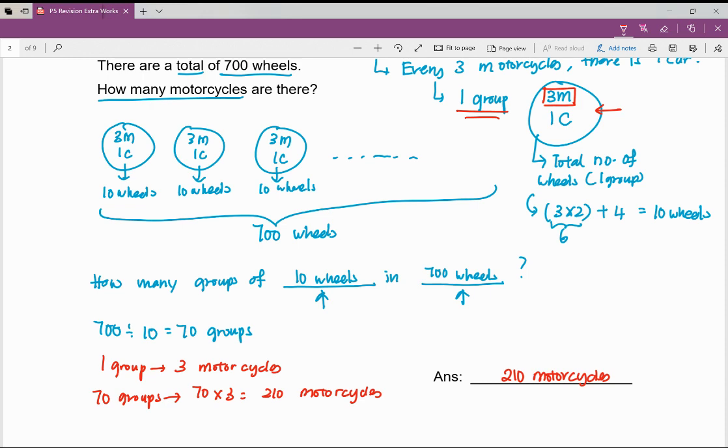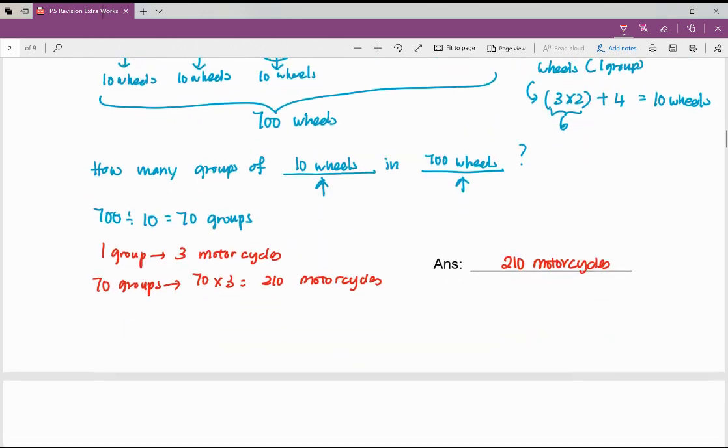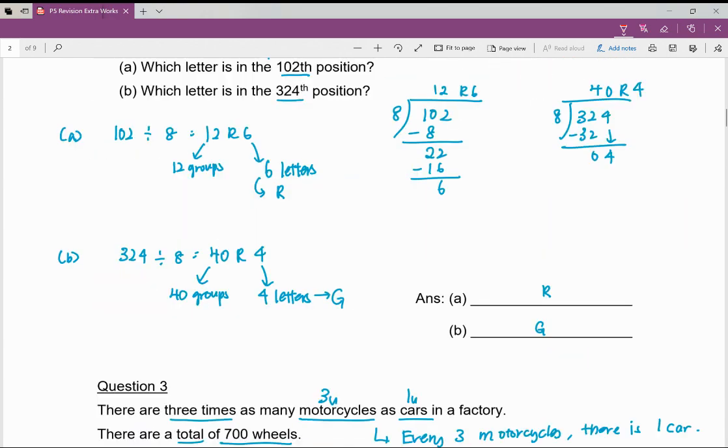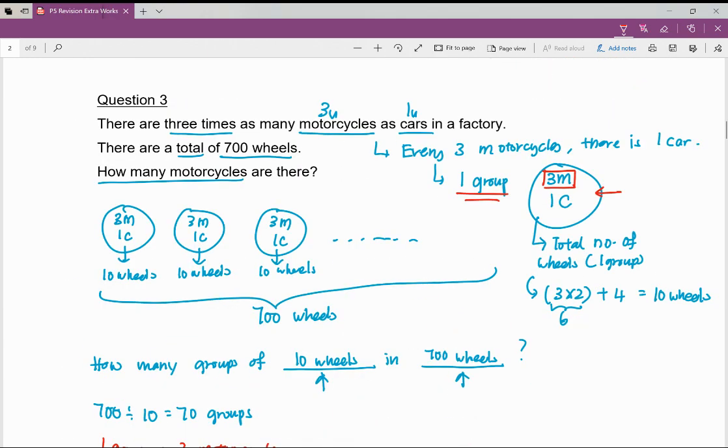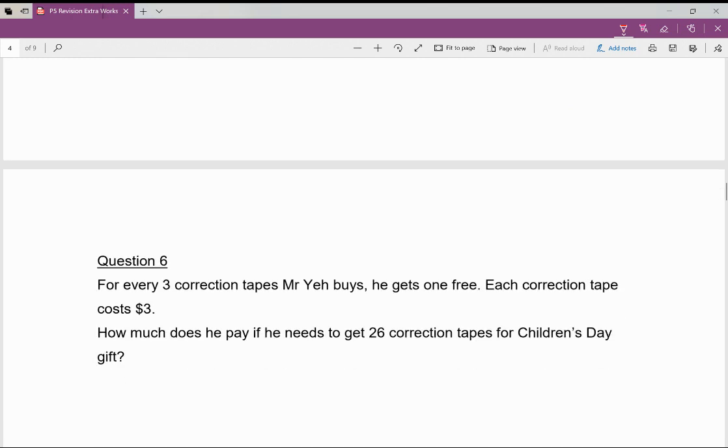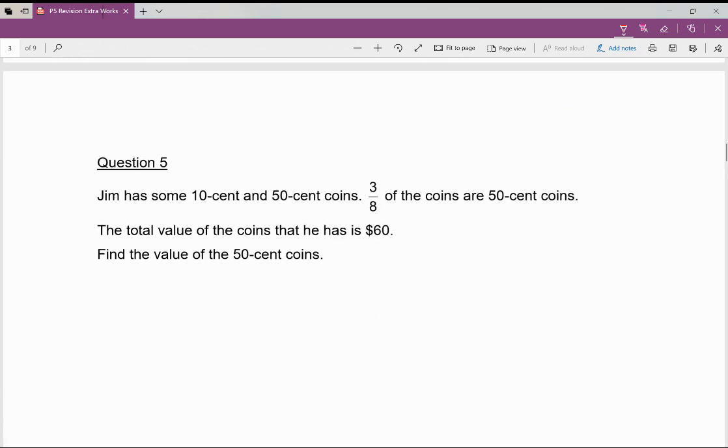Then Miss Lin is going to move on to question 4 now. Sorry, the next one should be question 4, but never mind, it's okay. The question number is a bit wrong.